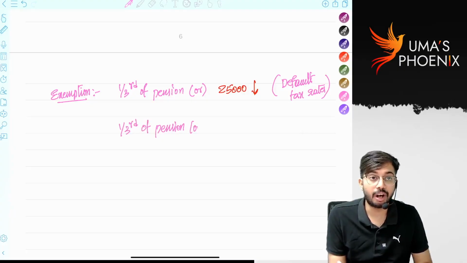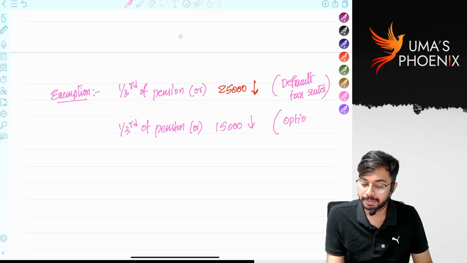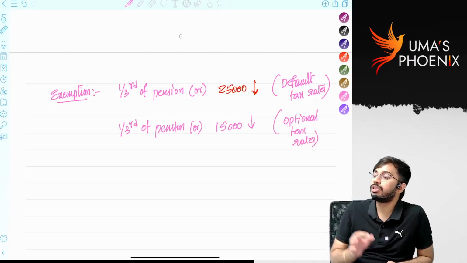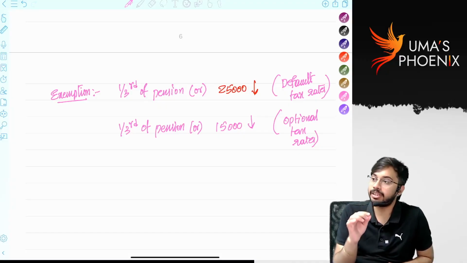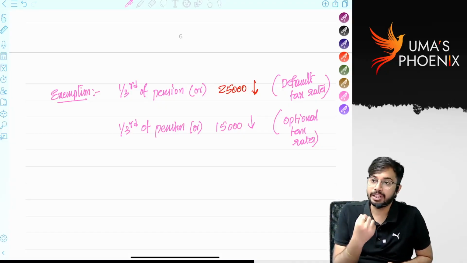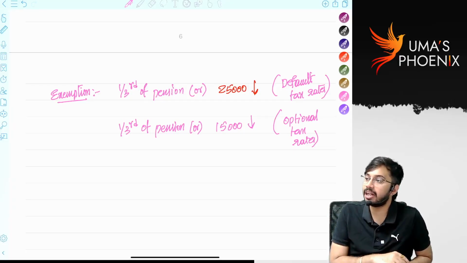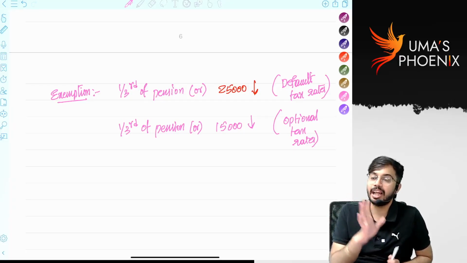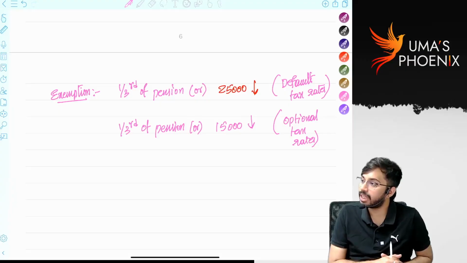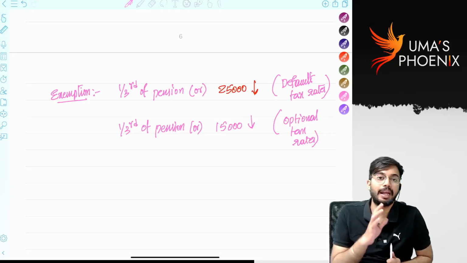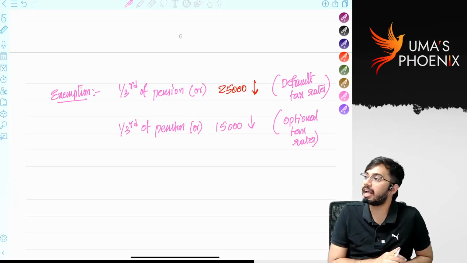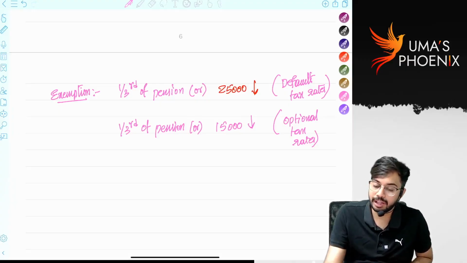1/3 of pension or 15,000, whichever is lower. This benefit is available under optional tax rates. Major amendment, Finance Act number 2 of 2024. So the family person who is receiving the pension, if they are paying taxes under default tax rates, they can claim exemption up to 25,000 under other sources. If they are paying taxes under optional tax rates, they can claim exemption only up to 15,000 rupees.